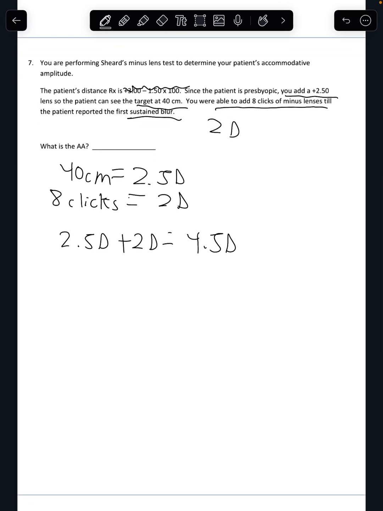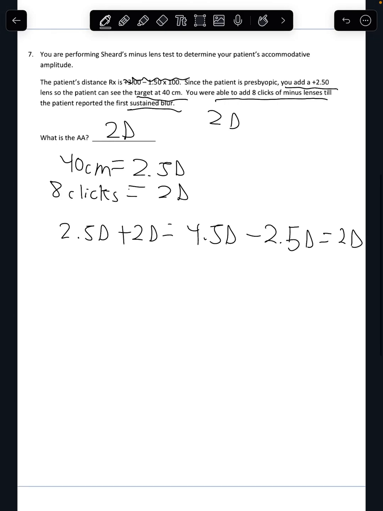But the thing is, the patient was wearing a +2.50 add, so 2.5 diopters worth of that the patient was not accommodating. It was just the glasses. So we have to take that into account. So we just subtract that out. Equals 2 diopters. And that's our answer. So I'll explain that a little bit more.